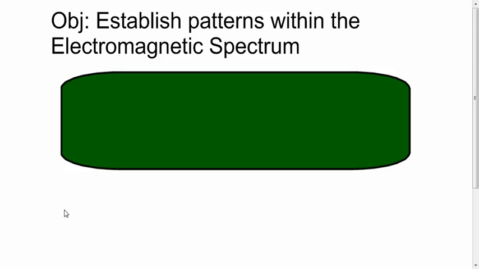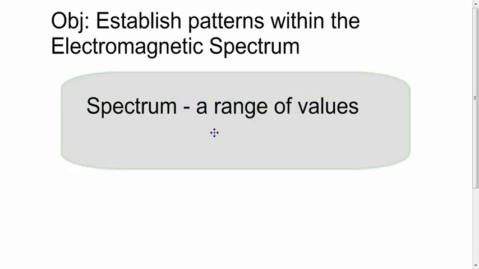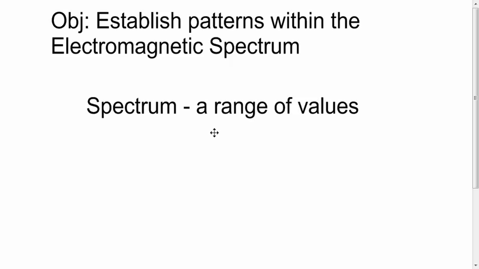The purpose of this video is for you to be able to establish patterns within the electromagnetic spectrum. Now, spectrum is a great word, and it comes up a lot. A spectrum, a lot of times, means a range of values, accepted values. Many values fit for it, and there's a sort of grayness to it, where it begins and where it ends.